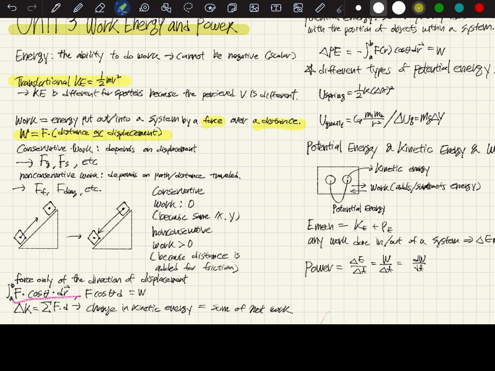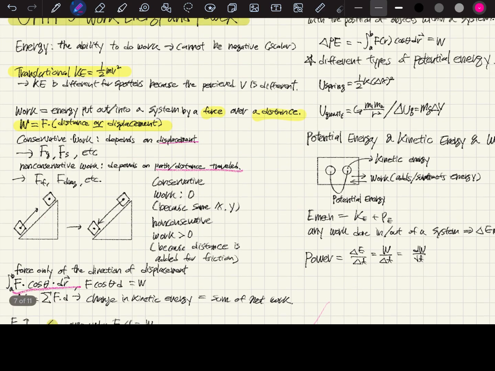So conservative work is dependent on the displacement. And why is this important? Because, for example, for circular motion, if I move and I come back, there is no displacement. We're in the same spot. So there wouldn't be any conservative work done on that system. But contrary to that, non-conservative work, for example friction or drag force, depends on the path or distance traveled. So if I moved around a circular pathway, friction would still be a thing. Just because I came back to the same place doesn't mean that there is no heat lost by the friction.